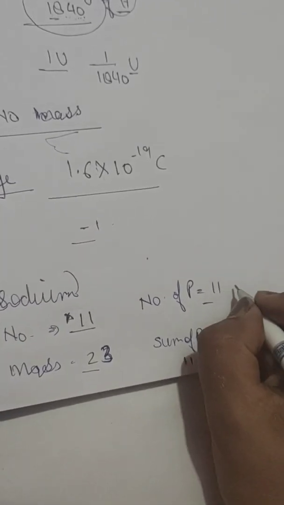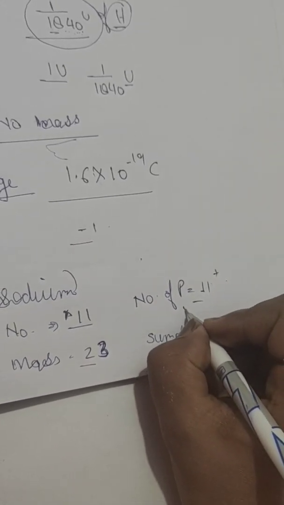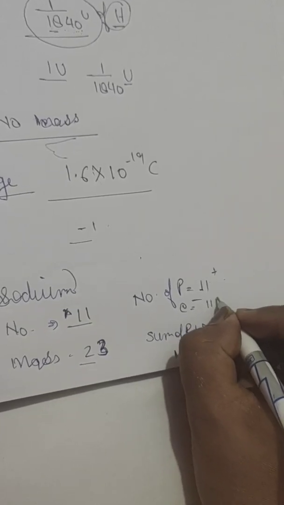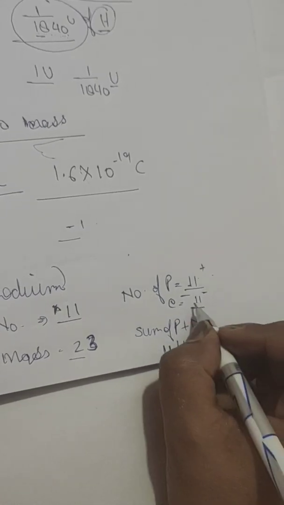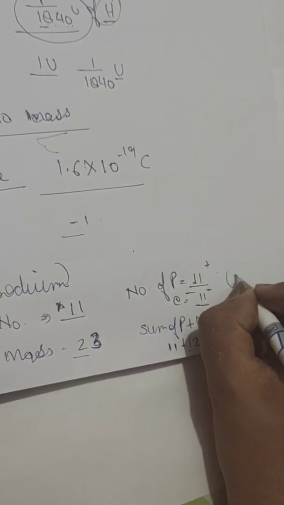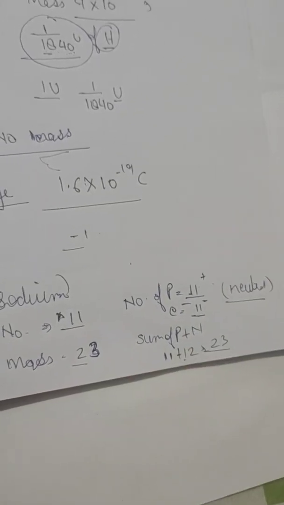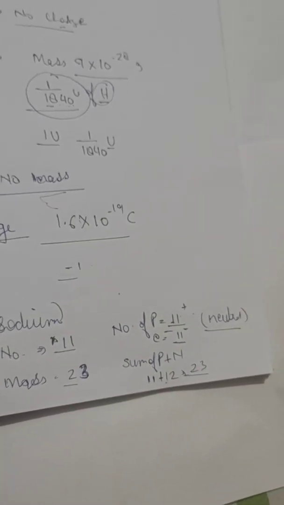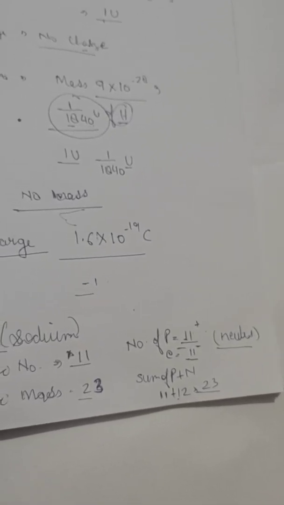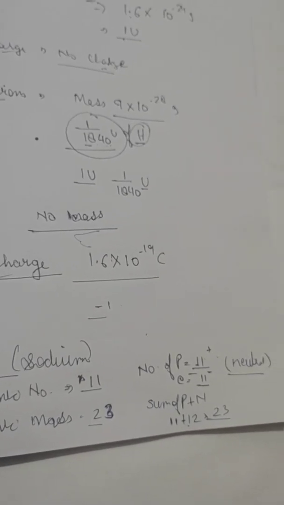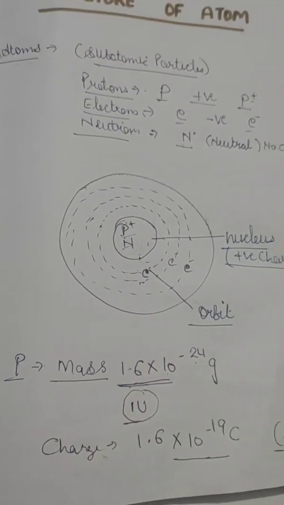So it has 11 positive charge, and then it will have 11 electrons, so 11 negative charge, and here we see that 11 positive and 11 negative, so the atom is neutral. It is only when the atom gains or loses an electron that it acquires a positive charge as an ion or a negative charge as an ion. So these are the subatomic particles of an atom, which are proton, electrons and neutrons.